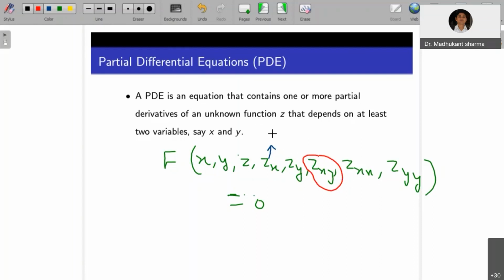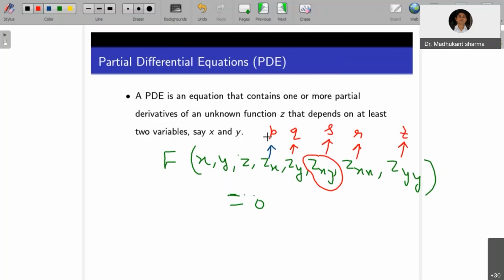Now the further notations: the first partial derivative zx we denote by p, zy we denote by q, and zxx we denote by r. Zxy we denote by s, and zyy we denote by t, so p, q, r, s, t. These are the standard notations in the textbooks, which you may follow.